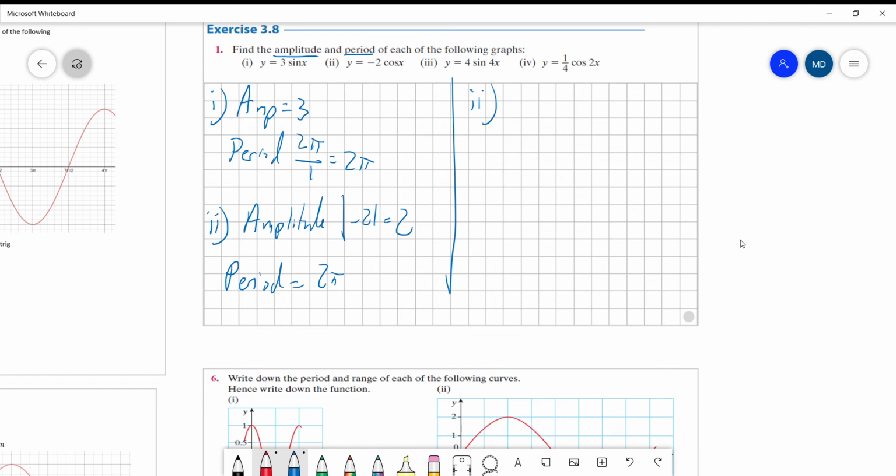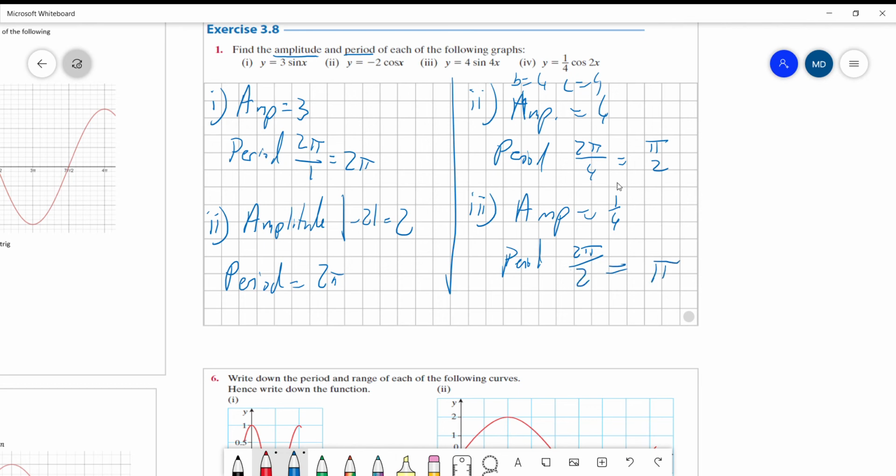Next one we have is 4 sine of 4x. So amplitude is 4, which is your B. B equals 4, C equals 4. Your period is 2 pi over 4, which is pi over 2. And the last one, before we move on, amplitude is your 1/4, and your period is 2 pi all over 2, which simplifies to pi radians.